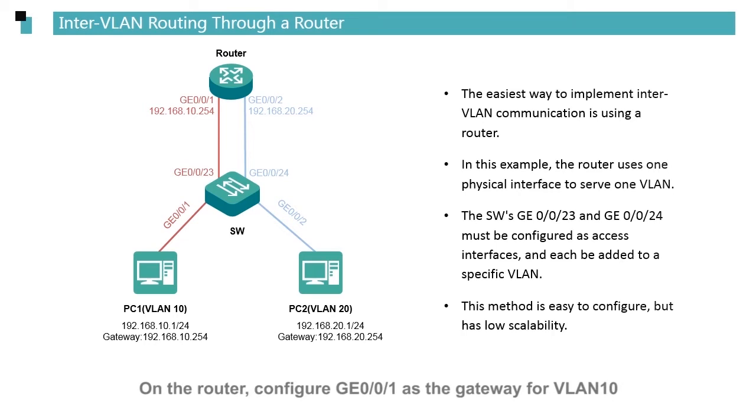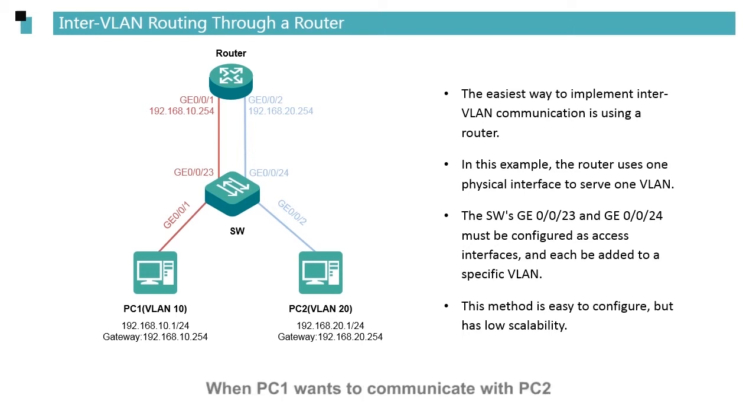On the router, configure GE0/0/1 as the gateway for VLAN 10, and assign IP address 192.168.10.254 to GE0/0/1. Configure GE0/0/2 as the gateway for VLAN 20, and assign IP address 192.168.20.254 to GE0/0/2. After the configurations are complete, network communication is enabled.